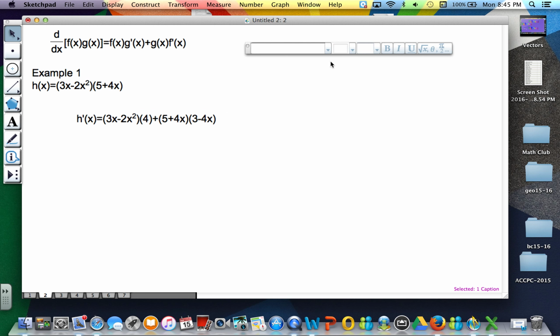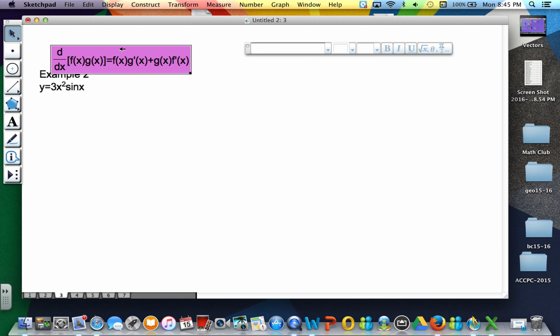Now, pretty soon we'll simplify that until the cows come home and do all of that stuff, but right now we're just trying to employ the product rule. The first function times the derivative of the second, plus the second function times the derivative of the first. Hope that works. Now, let's look at the next example.